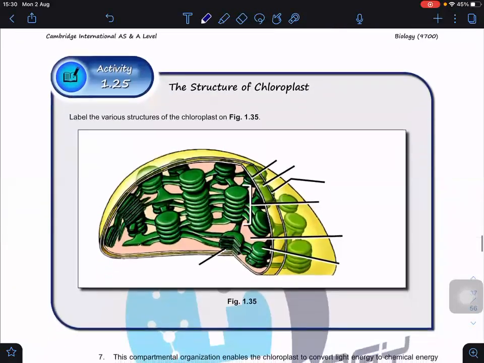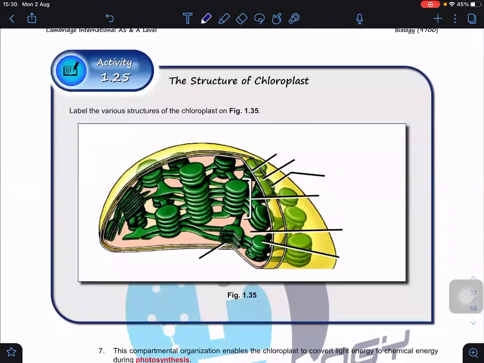So now I stop here for a while. Please label this diagram. Okay, 5 minutes. Okay, so assume that you have done the labeling part. Let us look at the labels one by one.